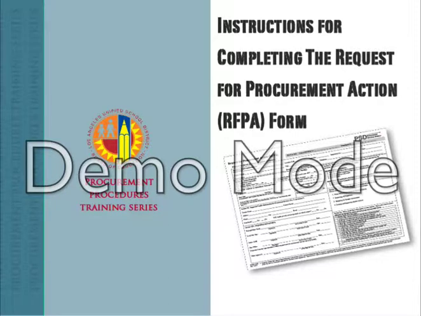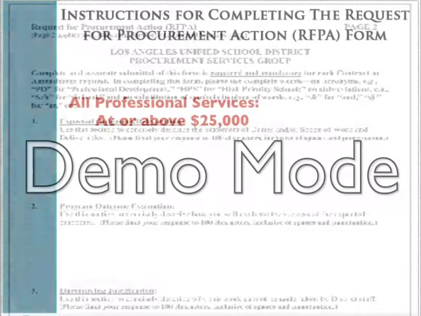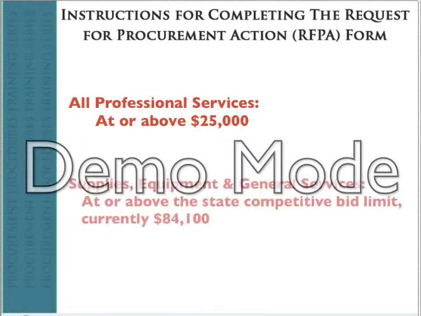Today, I will guide you through the step-by-step instructions for completing the Request for Procurement Action Form, pages 1 and 2. An RFPA must be completed for all professional services at or above $25,000 and for supplies, equipment, and general services at or above the state competitive bid limit.